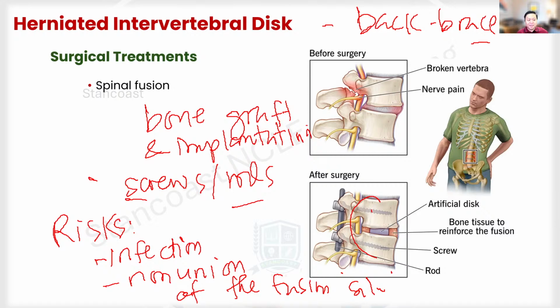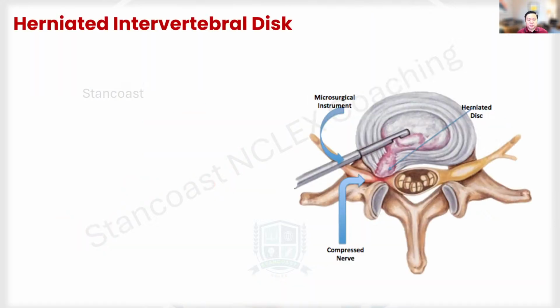Okay, now let's move forward to another surgical procedure, which is the microdiscectomy. So what is this? This is another minimally invasive type of surgical procedure wherein there is a removal of the herniated disc or the fragment that is pressing into the nerve root. So let's take a look at this one.